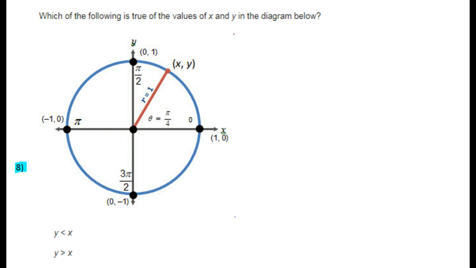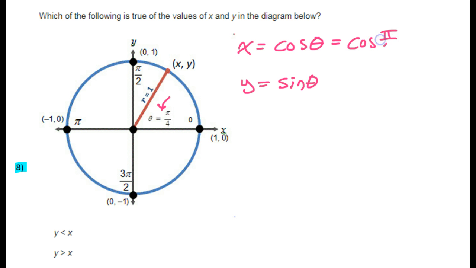Now, I'm going to assume that you just did that. So here's the key. When it comes to x and y, you need to understand that the x-coordinate on the unit circle is always going to be the cosine of the angle. The y-coordinate is always going to be the sine of the angle. And oh look, they told us what the angle is right there. Theta is pi over 4. So that means that x is equal to the cosine of pi over 4, and y is the sine of pi over 4.